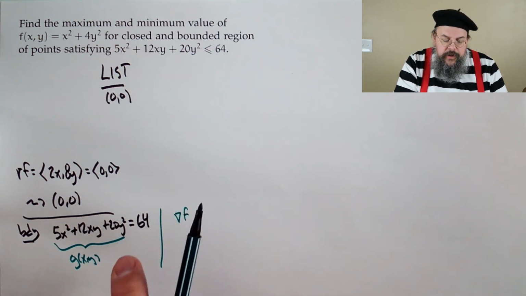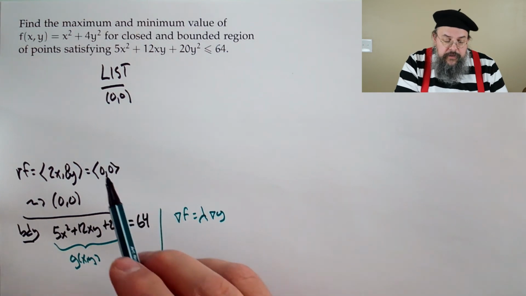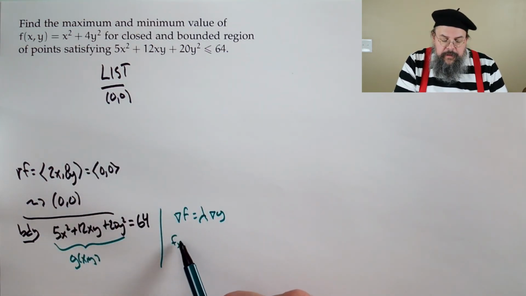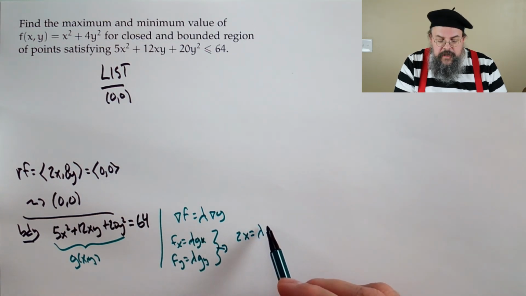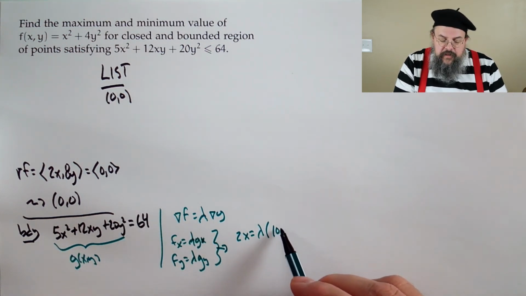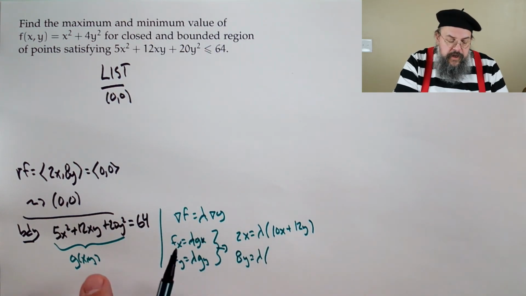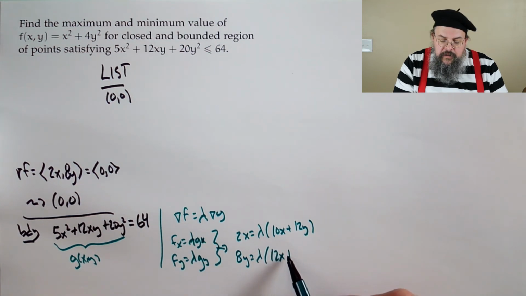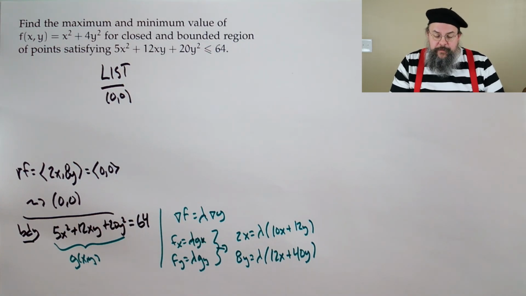So we're on the boundary, so gradient of f equals lambda gradient of g. What do we get? f sub x equals lambda g sub x, and f sub y is lambda g sub y. Updating, that becomes 2x equals lambda times g sub x, which is 10x plus 12y. And then f sub y is 8y, and that equals lambda times the derivative with respect to y, 12x plus 40y. All right, good. Well, progress, right? We are making progress.